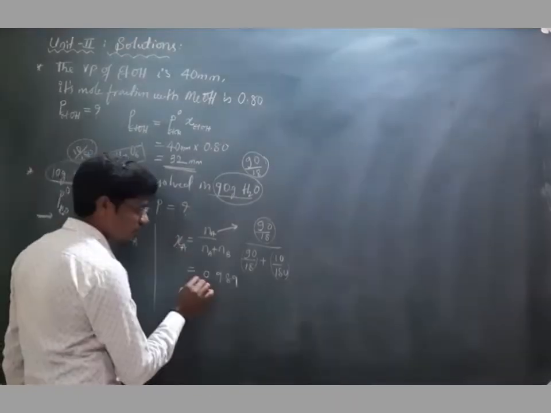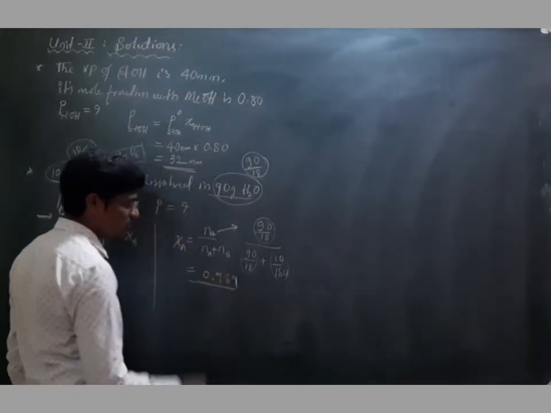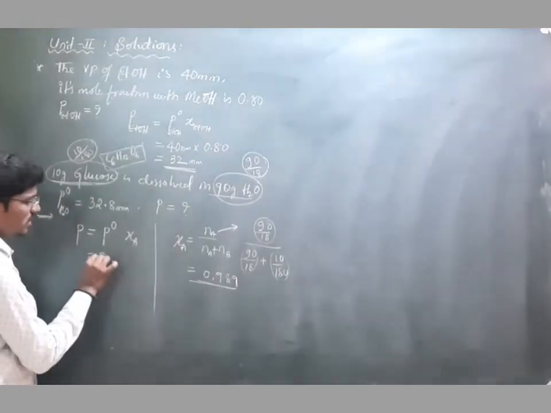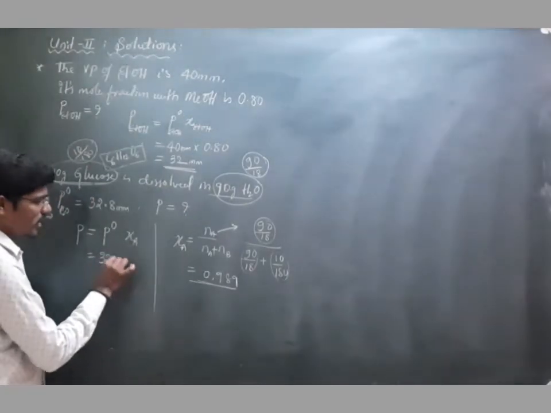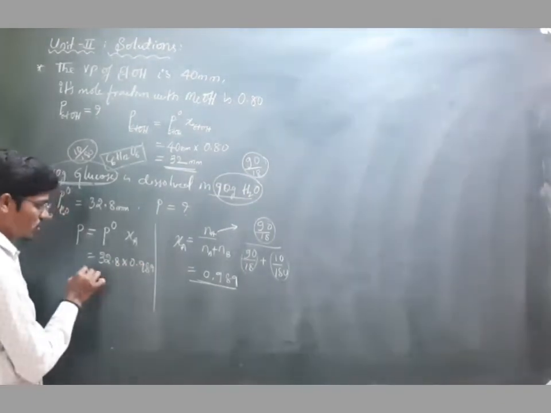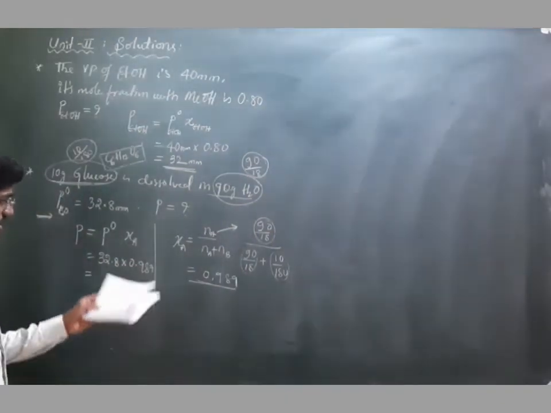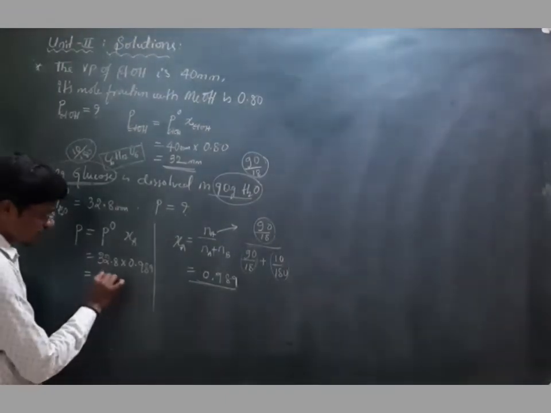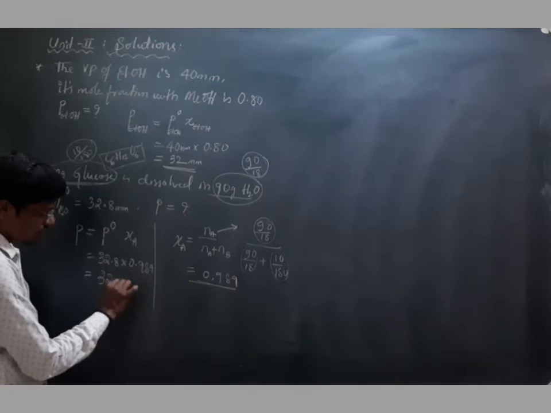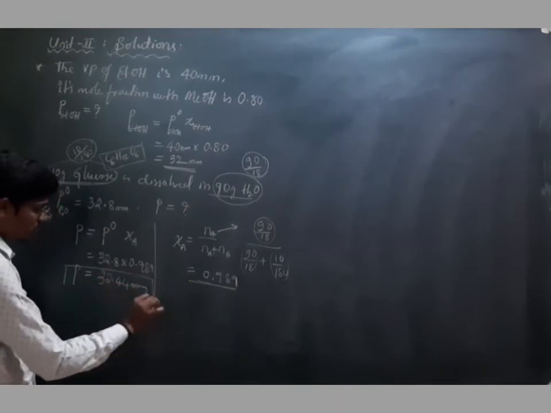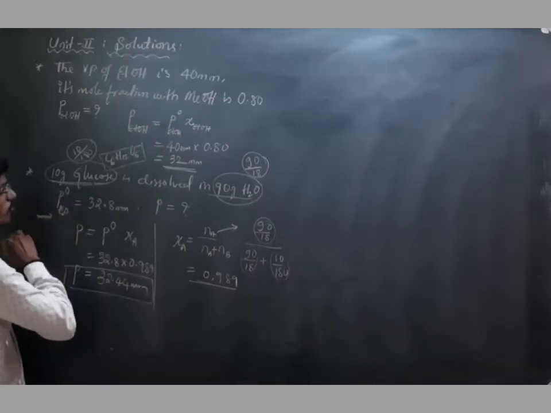0.989, the mole fraction of solvent. P naught is known, that is 32.8 into 0.989. So the final answer in this case is 32.44 mmHg. Is it clear? So the vapor pressure of the solution is equal to 32.44.